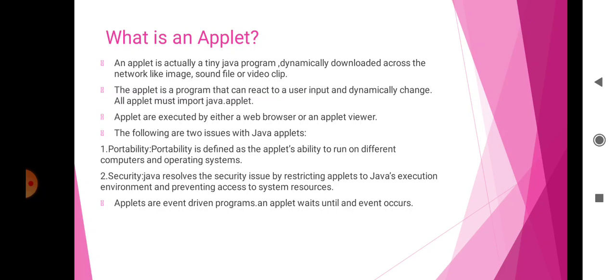Applets are event driven programs, and an applet waits until an event occurs. Here the events are generated by the user's action on the applet using the mouse and the keyboard, and various AWT controls such as push buttons. The AWT notifies the applet about an event by calling the event handler that has been provided by the applet, and the applet takes appropriate actions and quickly returns control to the AWT.